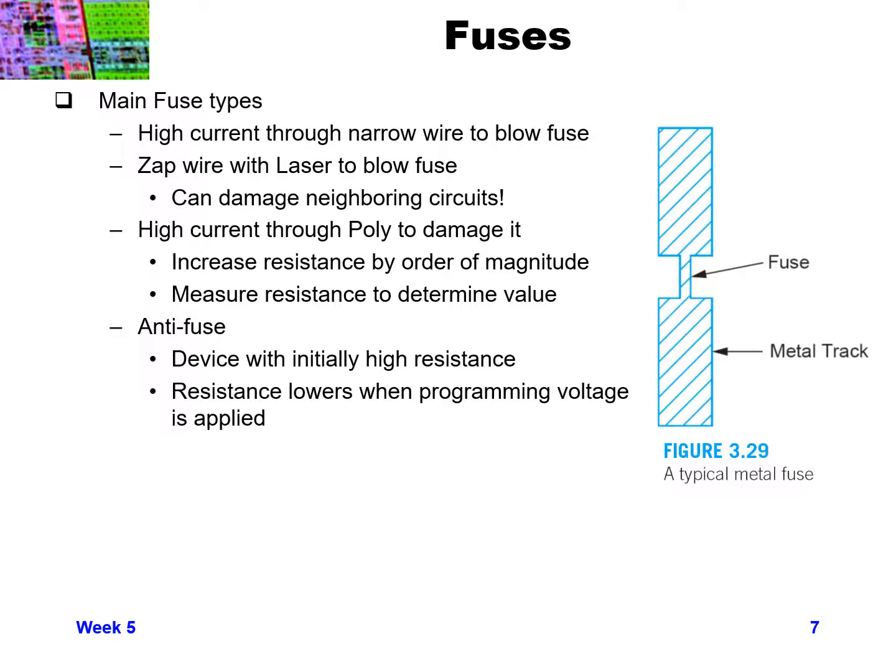And they also sometimes have anti-fuses. It's a device that initially has a high resistance, and when you program it, put a voltage across it, it actually lowers the resistance when you add the programming voltage to it. So just a couple different types of fuses.